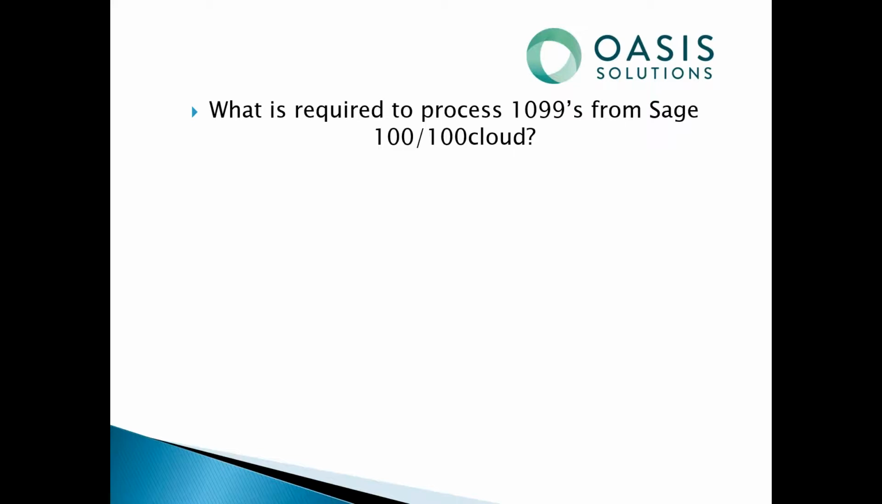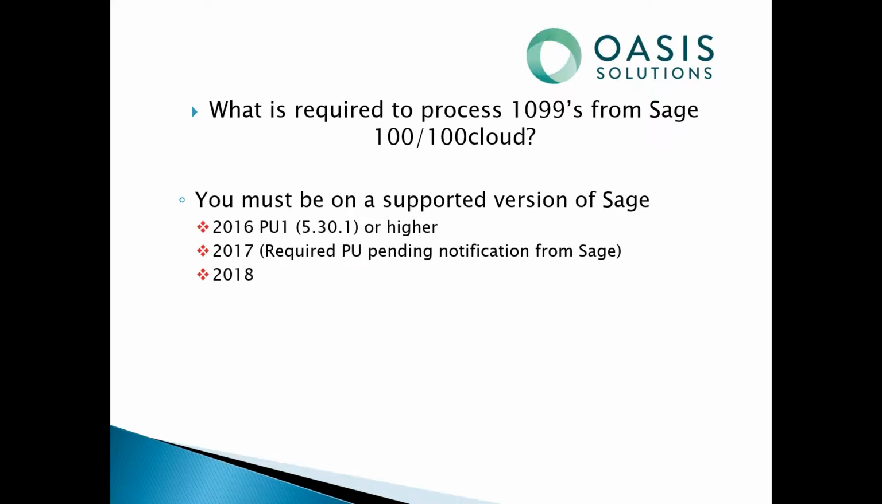So what is required to process 1099s from within Sage? Well, you do have to be on a supported version. Now, if you're on a version prior to 2016, which is also the 5.30 version, let us know, and we can let you know if there will be any issues in processing them this year. Also, if you are on a version prior to 5.3, you should be getting in touch with us to start talking about doing an upgrade of your Sage 100, probably in late first quarter of 2019.